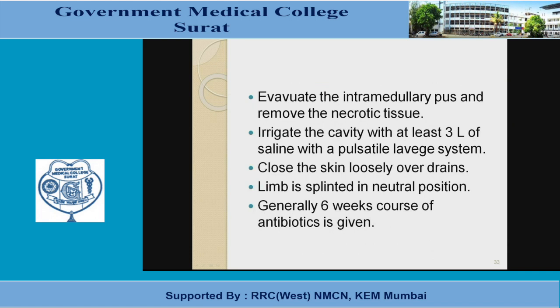Then irrigation of the cavity for at least 3 liters of saline with a pulsatile lavage system. After a thorough wash, the wound is closed with negative suction and the limb is splinted, because a cortical window has been made. Apart from the infection and the surgical intervention, the bone might get a pathological fracture, so splinting should be done. Generally, a 6-week course of antibiotics is given.